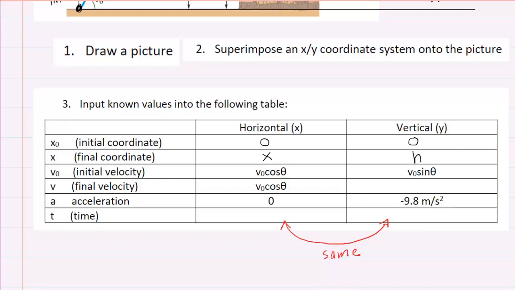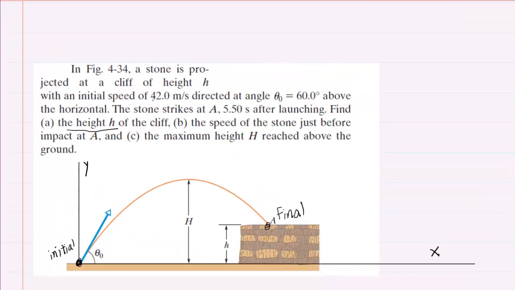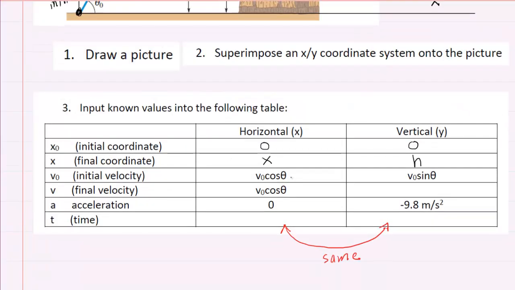And now we get to the velocities. We go back to the picture. We can see that it was launched with a speed of 42 meters per second, and the launch angle was 60 degrees as given. So we will plug in 42 for v and 60 degrees for theta.